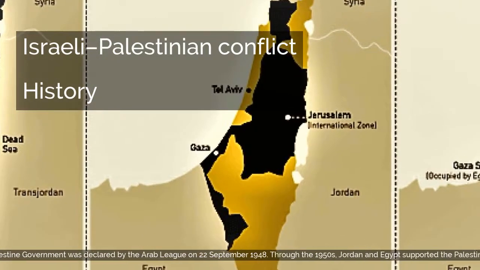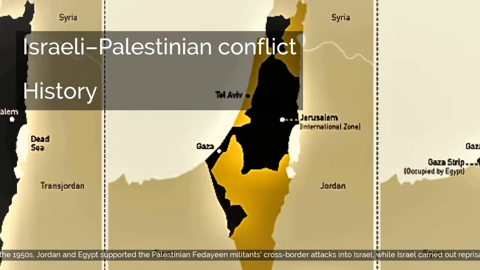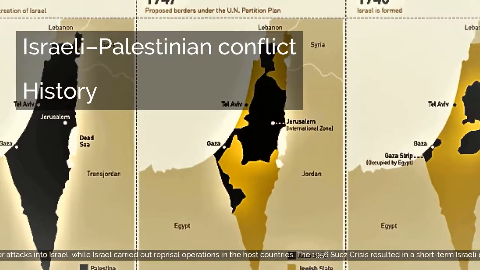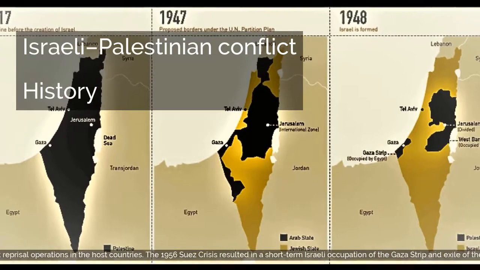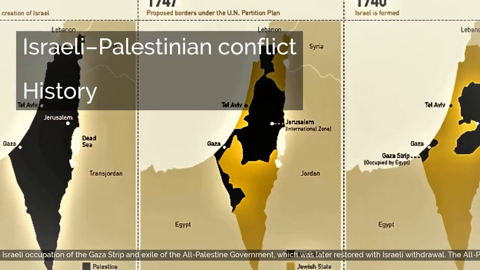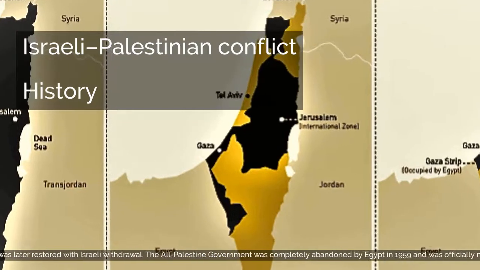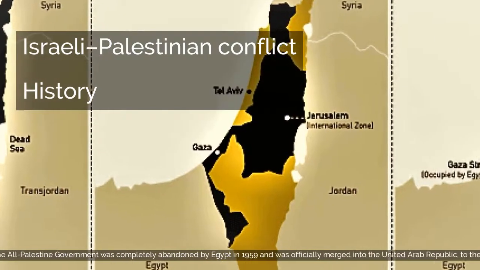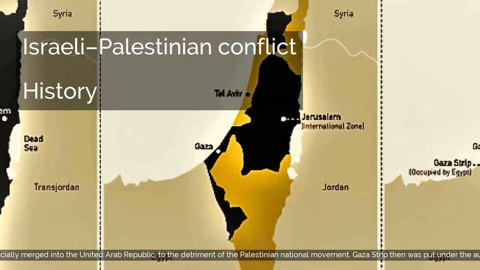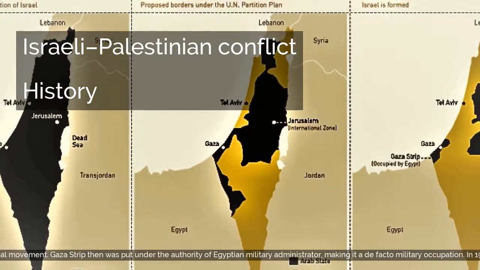Through the 1950s, Jordan and Egypt supported the Palestinian Fedayeen militants' cross-border attacks into Israel, while Israel carried out reprisal operations in the host countries. The 1956 Suez Crisis resulted in a short-term Israeli occupation of the Gaza Strip and exile of the All-Palestine government, which was later restored with Israeli withdrawal. The All-Palestine government was completely abandoned by Egypt in 1959 and was officially merged into the United Arab Republic, to the detriment of the Palestinian national movement. The Gaza Strip then was put under the authority of an Egyptian military administrator, making it a de facto military occupation.